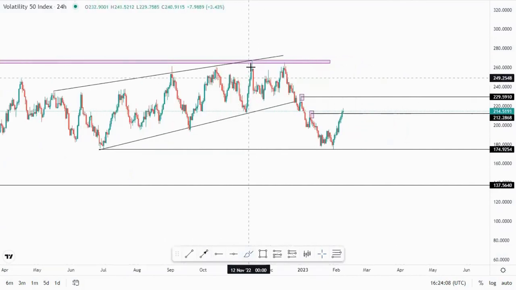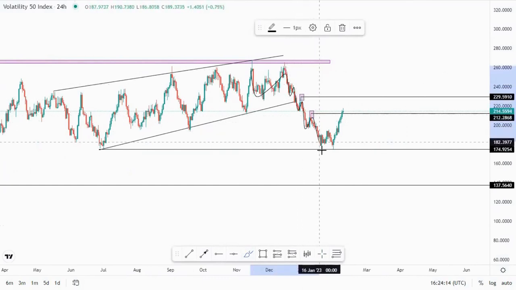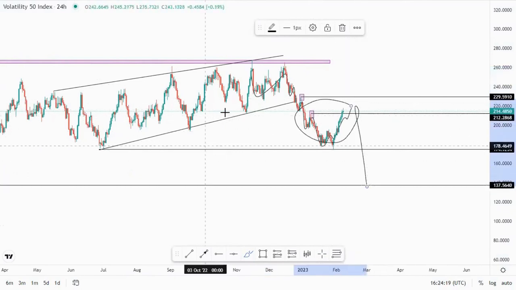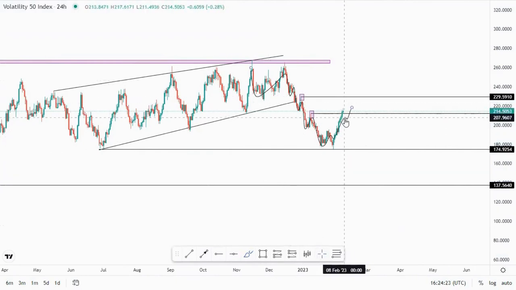As you can see, we had this large impulse corrective move, impulse corrective move, and so on. So this is the larger corrective move to initially push to the downside, complete the overall price action that we are looking forward to seeing.